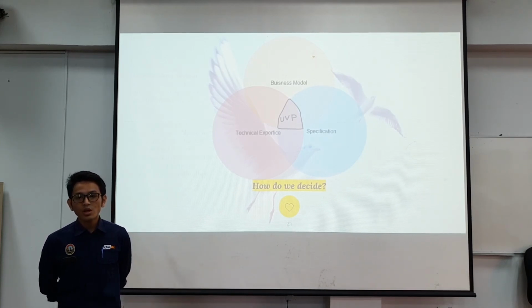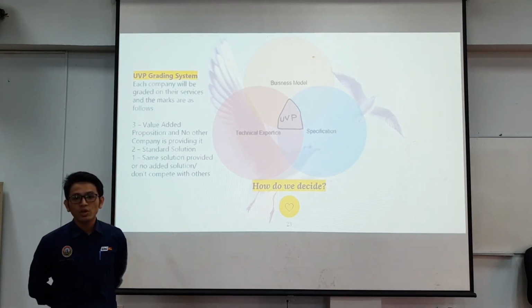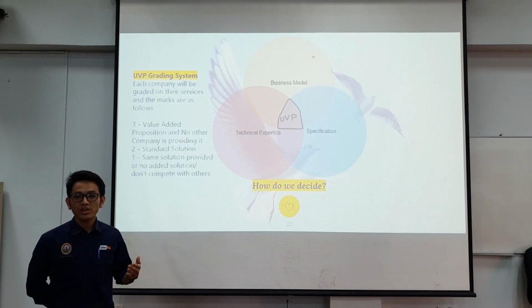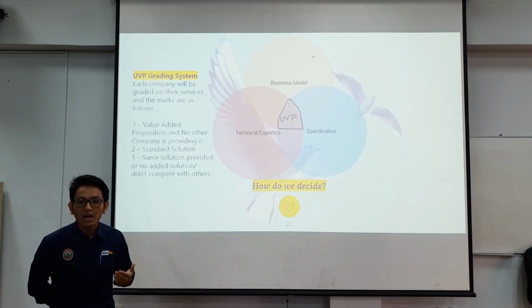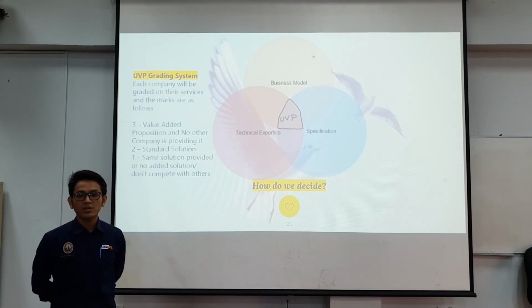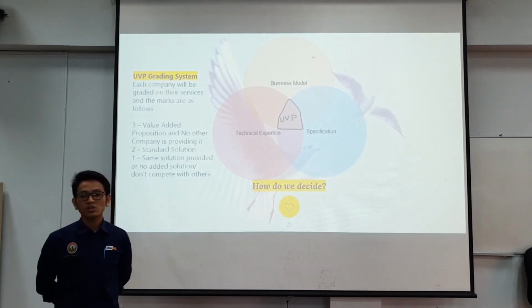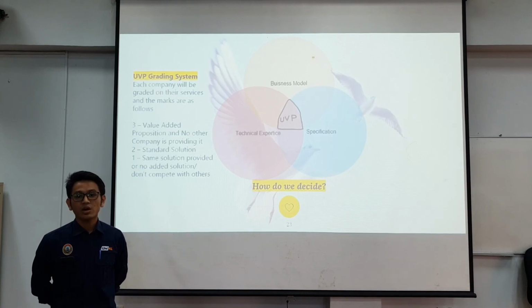So we have provided a UVP system which we know as the UVP grading system. In the UVP grading system, a company will be graded on their service and marked as follows. For the highest, we give 3 marks, which is for the value added proposition that no other company is providing. The 2 marks is for the standard solution, and 1 mark is for the same solution provided or no added solution.